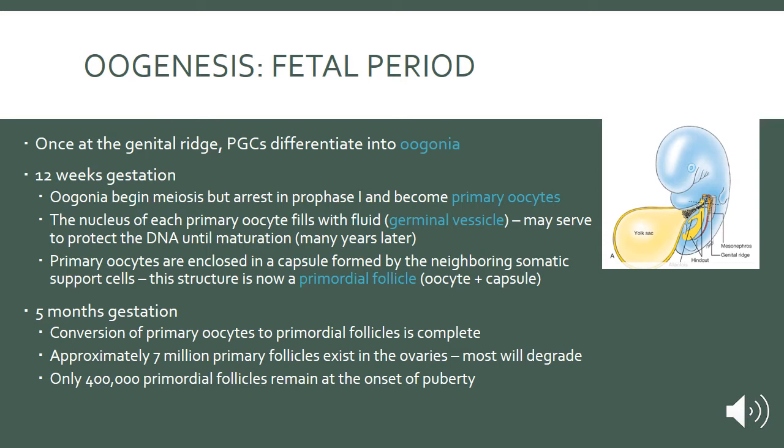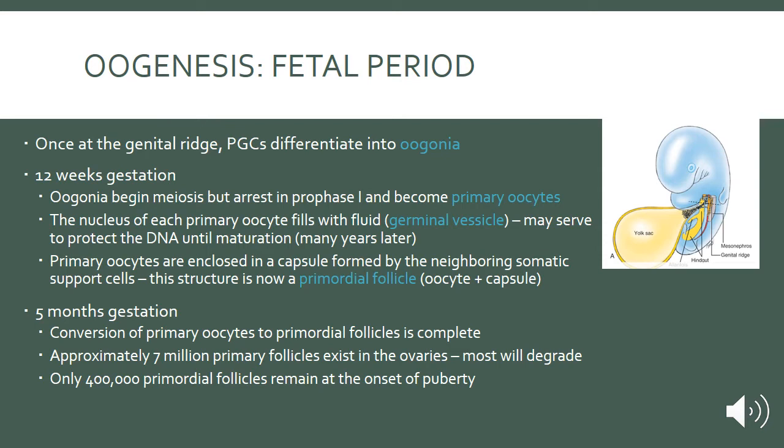During that time, each primary oocyte nucleus is going to fill with fluid. And that fluid is, in theory, protecting the DNA because it's going to be years, a decade or more, before meiosis is going to complete. So this formation of filling the nucleus with fluid, called the germinal vesicle, is a protective effort to save the DNA from degradation during the time in which meiosis is arrested.